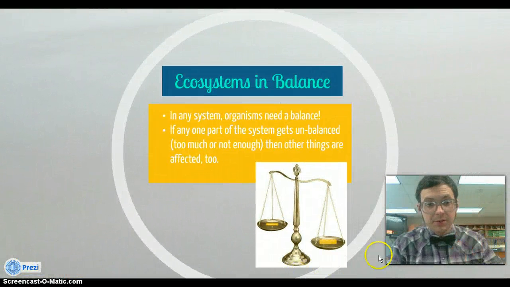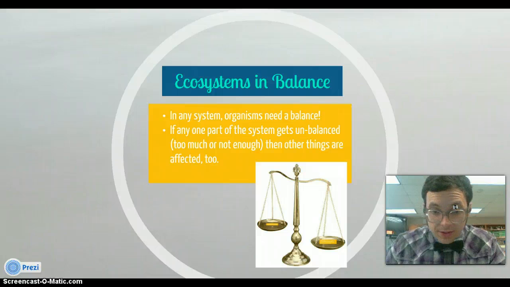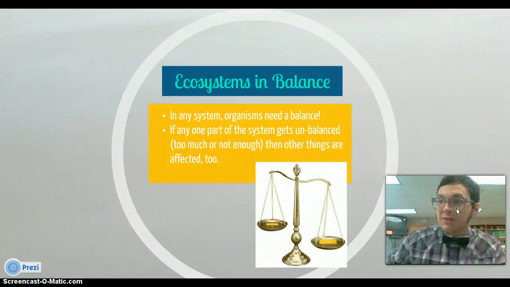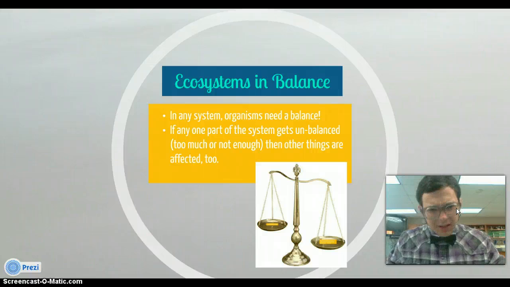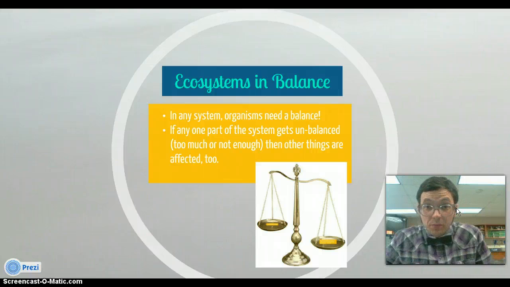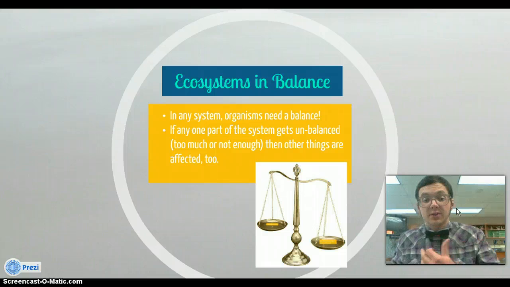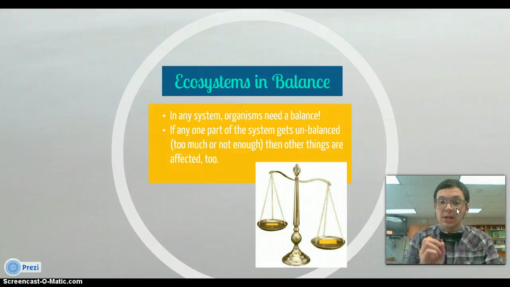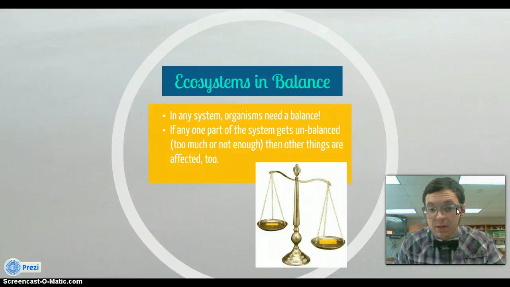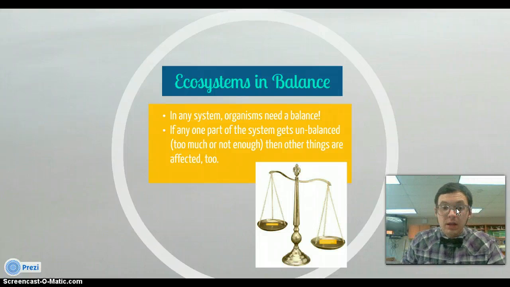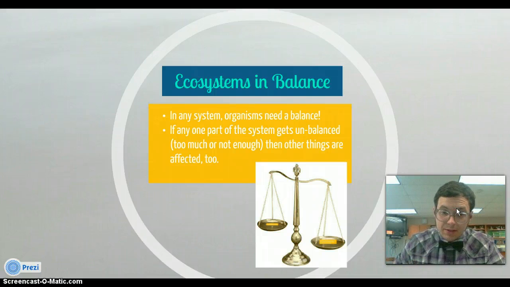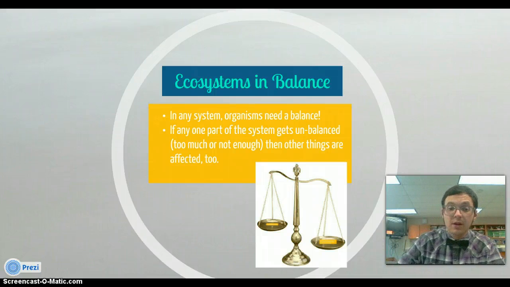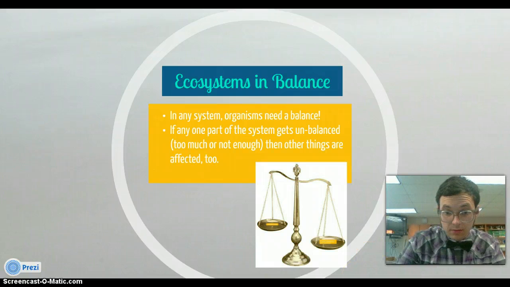Alright, ecosystems in balance. So in any ecosystem, organisms need balance. That means they need a certain amount of things. For example, with temperature, if I were to turn the air conditioners all the way up in here and it got really cold, you would be uncomfortable. Why? Because as an organism in an ecosystem, you need a specific amount of heat in order to thrive. The same thing goes for organisms anywhere. If any one part of the system gets unbalanced, either too much or not enough, then other things are affected too.